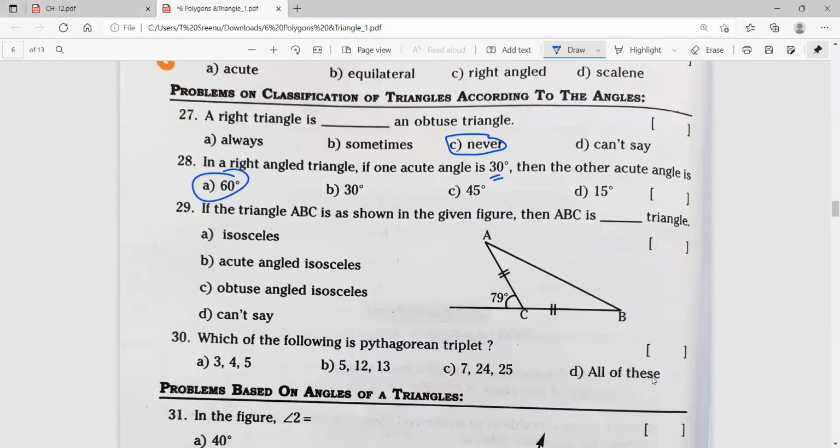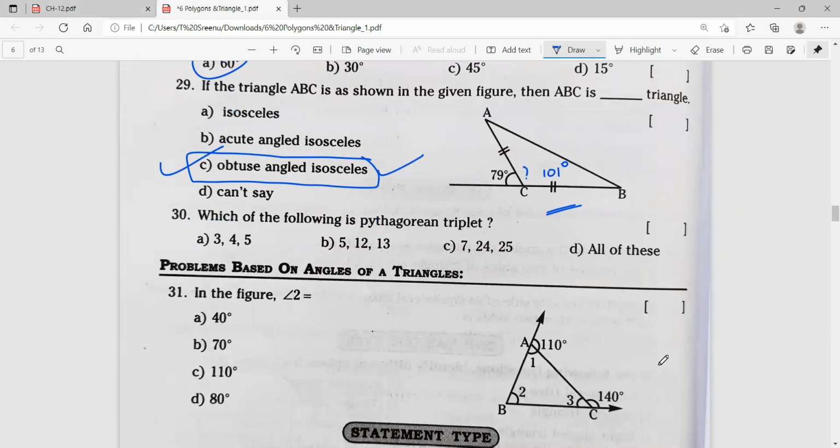If the triangle ABC is shown in the figure, then ABC is which triangle? Yes, 79. 79 plus how much is 180? That is a supplementary angle. 180 minus 79 is 101. This is 101 degrees. At the same time, two sides are equal. So, isosceles obtuse angle triangle. Isosceles is correct, two sides equal, but obtuse angle is also there, no? So obtuse angle isosceles. So the exact answer is C.